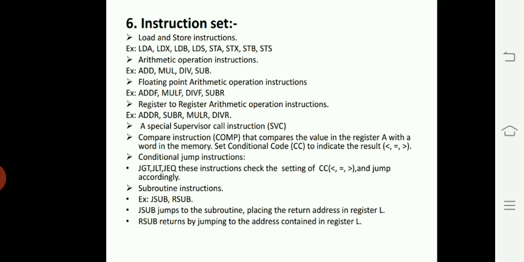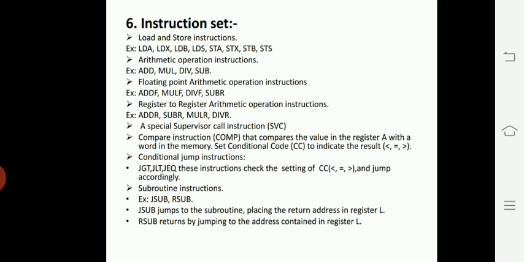The next instruction provided by the SIC/XE architecture is the supervisor call instruction called SVC. The compare instruction is COMP, which compares the value present in the accumulator register with the word present in memory, and sets the condition code CC to indicate the result of less than, equal and greater than. The result of relational operators such as less than, greater than or equal will be indicated using the condition code.